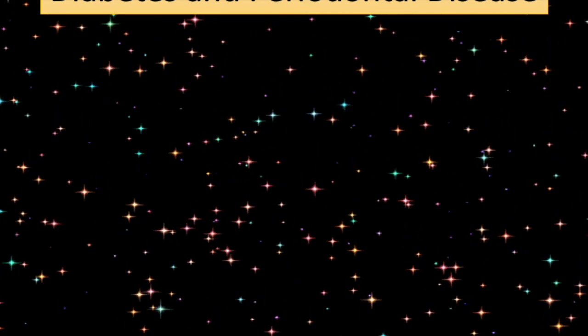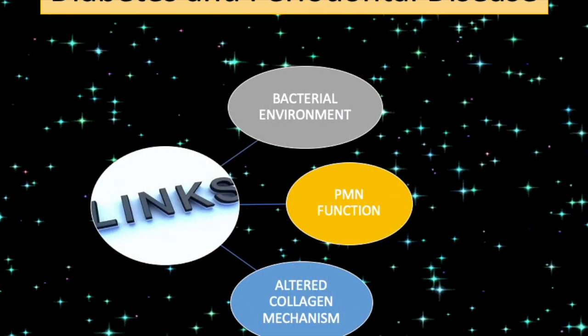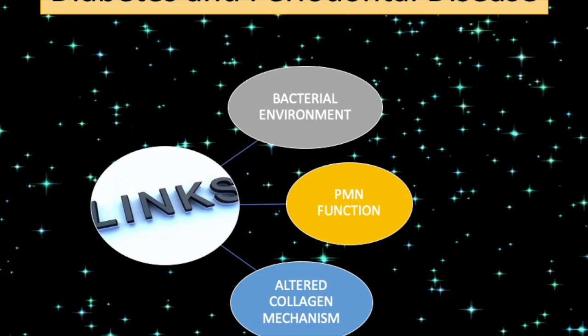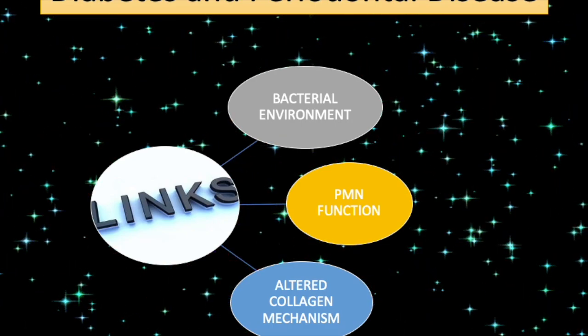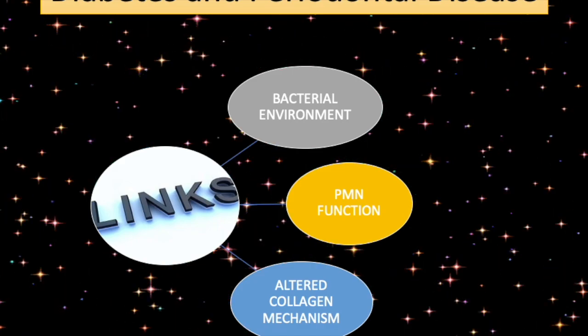The link between diabetes mellitus and periodontal diseases may be explained by three mechanisms: bacterial environment, polymorphonuclear neutrophil function, and altered collagen metabolism.